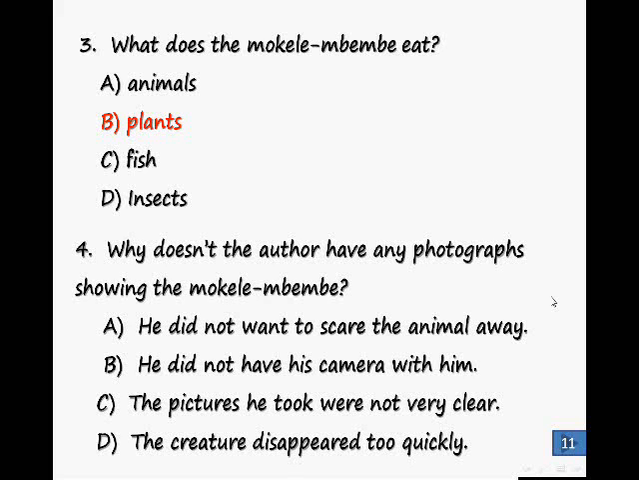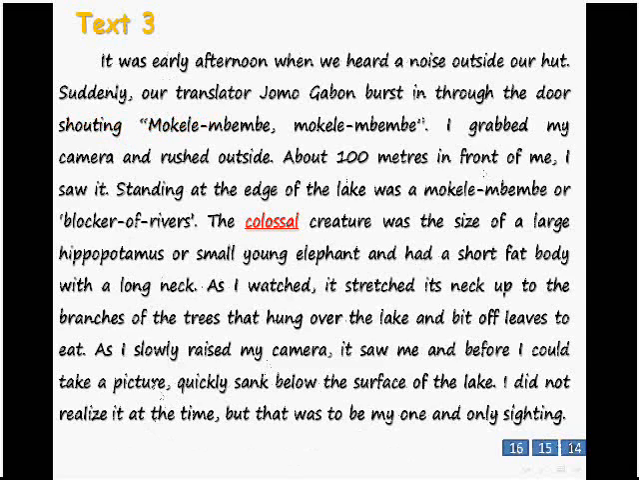Number 4, why doesn't the author have any photographs showing this animal? He did not want to scare the animal away. He did not have his camera with him. The pictures he took were not very clear. The creature disappeared too quickly. Again, here we are to look at the question. The author, of course, the person who wrote this. And here we are looking at photographs. You go back to the text, again in the first paragraph. And as you can see, he said here, as I slowly raised my camera, it saw me, and before I could take a picture, quickly sank below the surface of the lake.